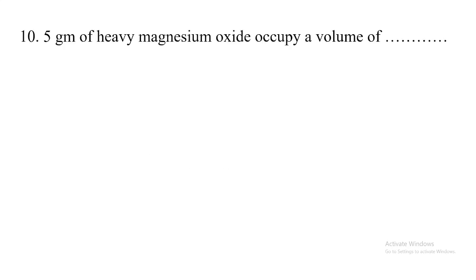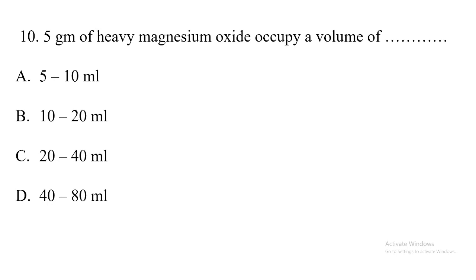Tenth, 5 gram of heavy magnesium oxide occupies a volume of 5 to 10 ml, 10 to 20 ml, 20 to 40 ml, or 40 to 80 ml. Generally, 5 gram of heavy magnesium oxide, in order to measure the volume, can be measured in a measuring cylinder.